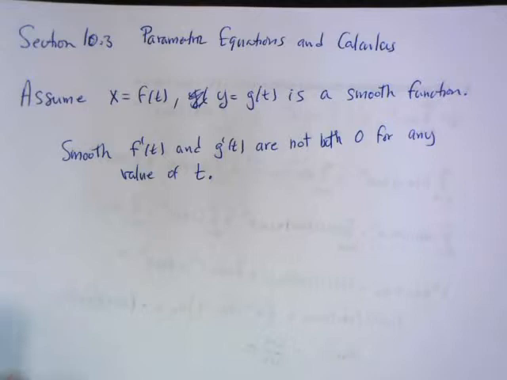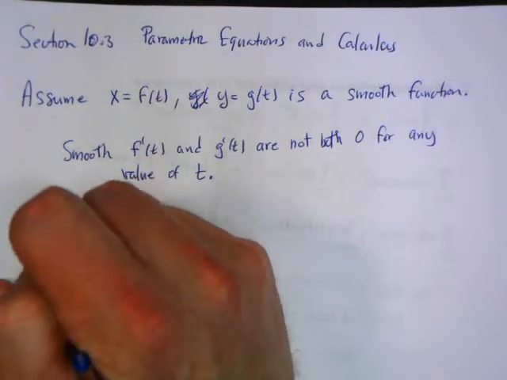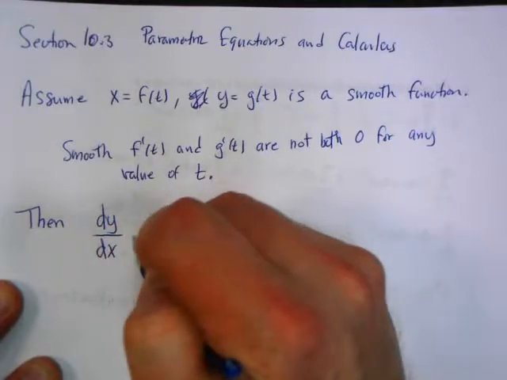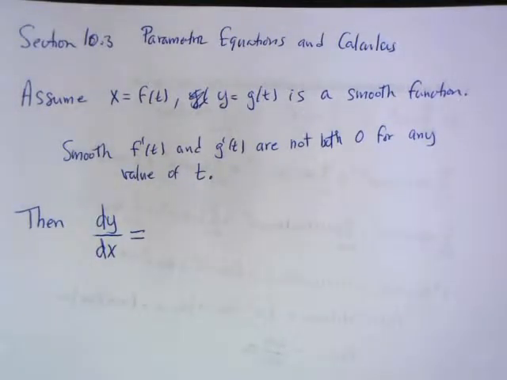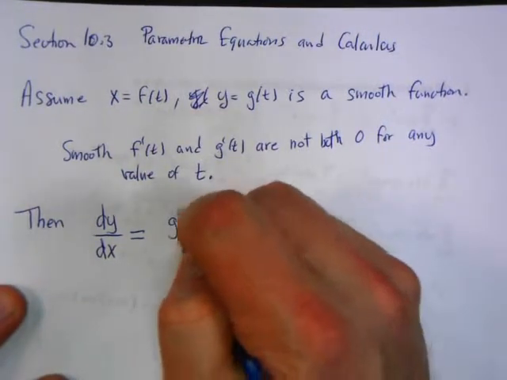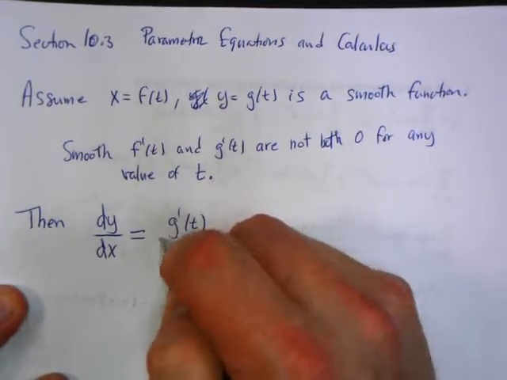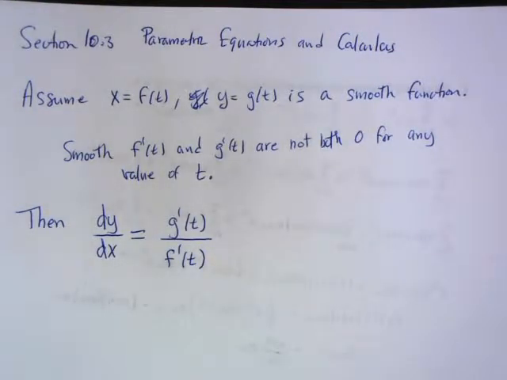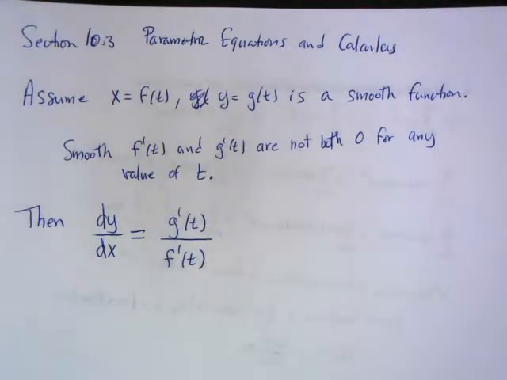All right, so then dy dx, the normal old derivative that we always work with, is g prime of t over f prime of t. So why would it be important to me that f prime and g prime are not both 0? You don't have 0 over 0. Why do I not want 0 over 0?